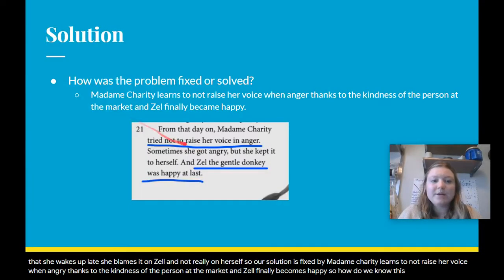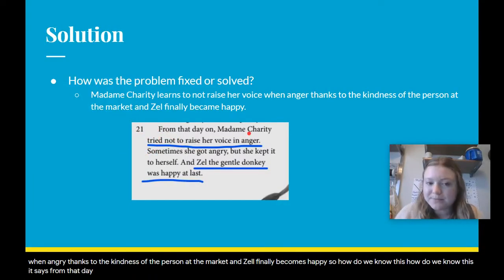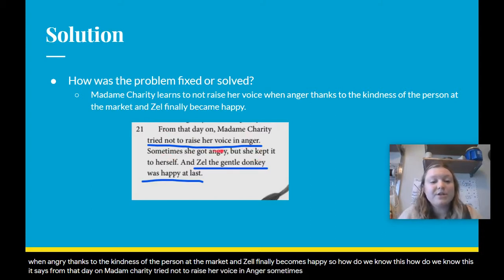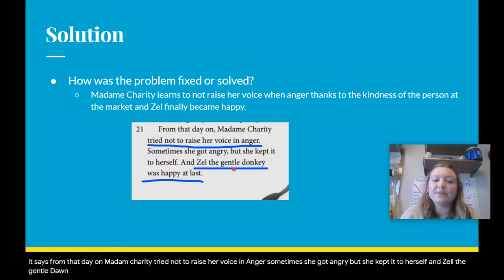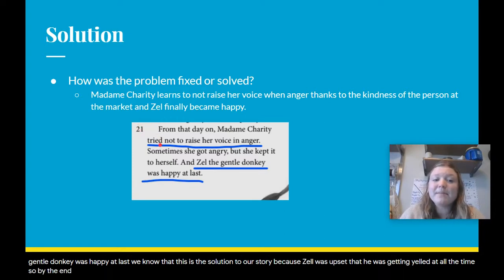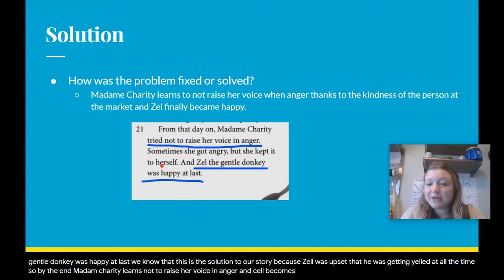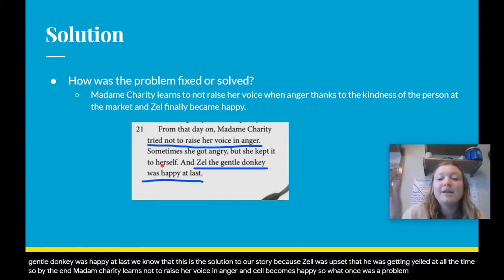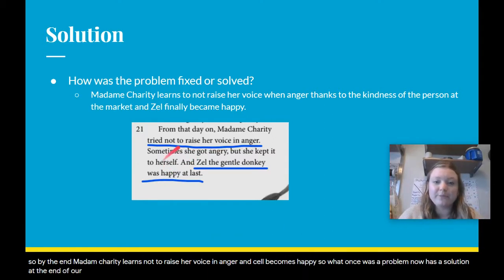Let me go back. How do we know this? It says, from that day on, Madame Charity tried not to raise her voice in anger. Sometimes she got angry, but she kept it to herself. And Zell, the gentle donkey, was happy at last. We know that this is the solution to our story because Zell was upset that he was getting yelled at all the time. So by the end, Madame Charity learns not to raise her voice in anger, and Zell becomes happy. So what once was a problem now has a solution at the end of our story.